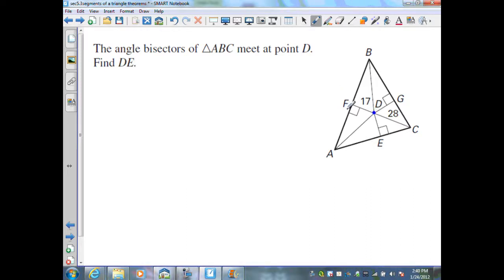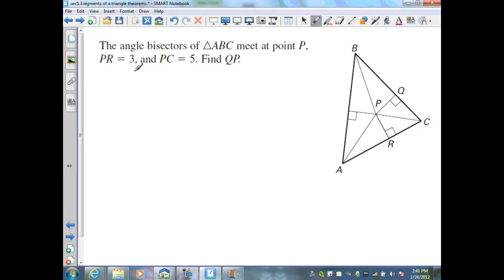In the diagram, we're given that the length of FD is 17. Therefore, all segments that are equidistant from point D to the sides of the triangle are congruent. That is from theorem 5.7. And those segments that are equidistant are the perpendicular segments from point D, the incenter. That would be DF, DE, and DG. Therefore, DE is congruent to DF. Therefore, DE is 17.